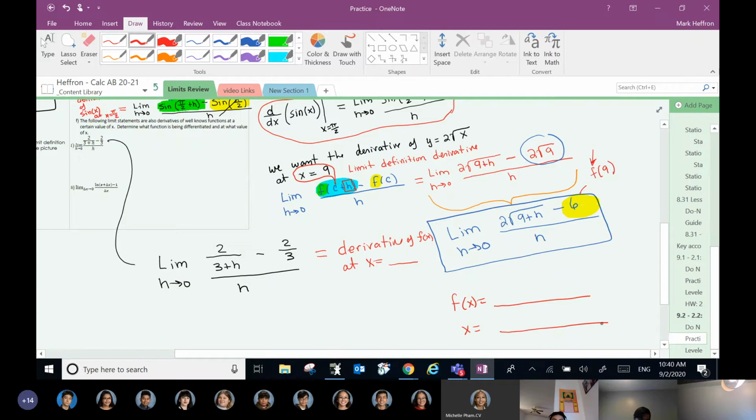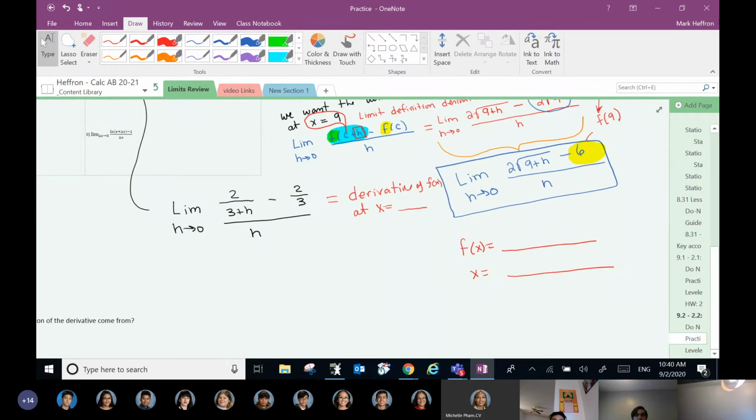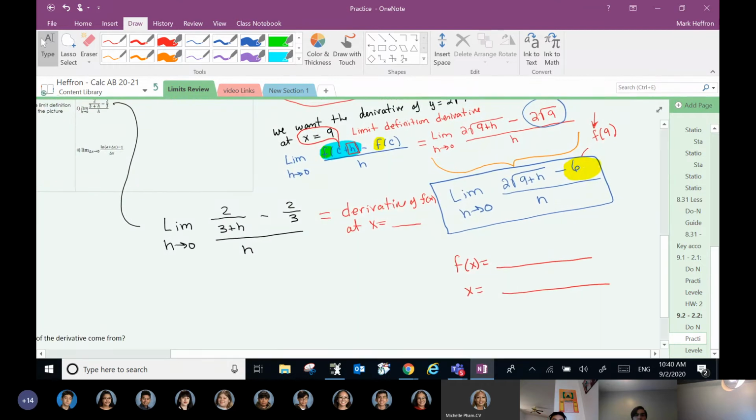How would we go about deconstructing this backwards? Lalo, any idea what you're thinking about to start? Well, we know that the first term in the numerator is f of c plus h. I love it. So it's like, hey, I know that this 2 over 3 plus h has got to be f of c plus h, doesn't it?